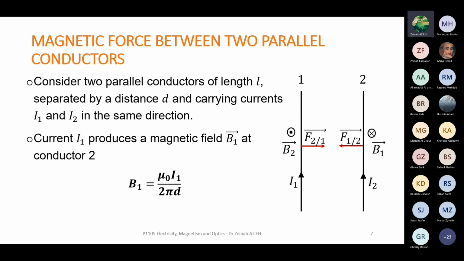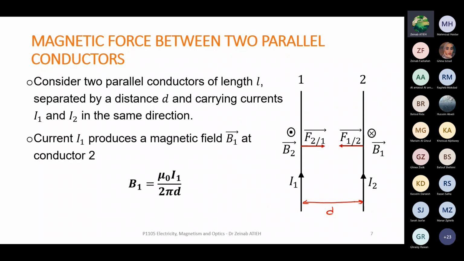So assume now we have two conductors, 1 and 2. Each one has a length L, and they are separated by a distance D, and they are carrying currents I1 and I2 moving in the same direction. You can see I1 and I2 are both moving upward. So I1 will produce a magnetic field around it in space. This is what we have explained. Current produces around it in space a magnetic field.